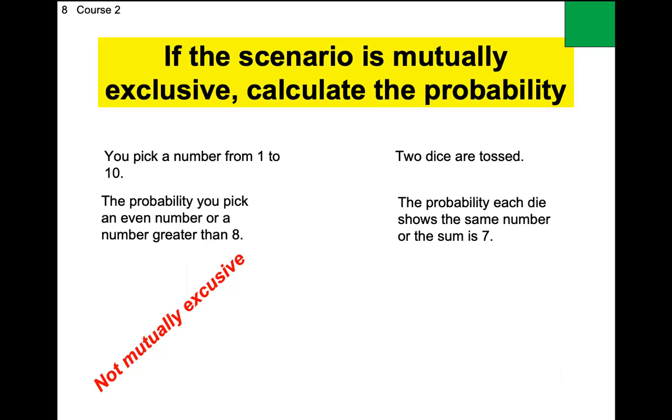Two dice are tossed. What's the probability that each shows the same number or the sum is 7? Can that happen at the same time? No. If I toss 2 dice, be careful. How many same numbers do I have? You have 6. What are they? 1 and 1, 2 and 2, 3 and 3, 4 and 4, 5 and 5, 6 and 6. So how many do I have? 6 out of 36. So the first one is 6 out of 36.